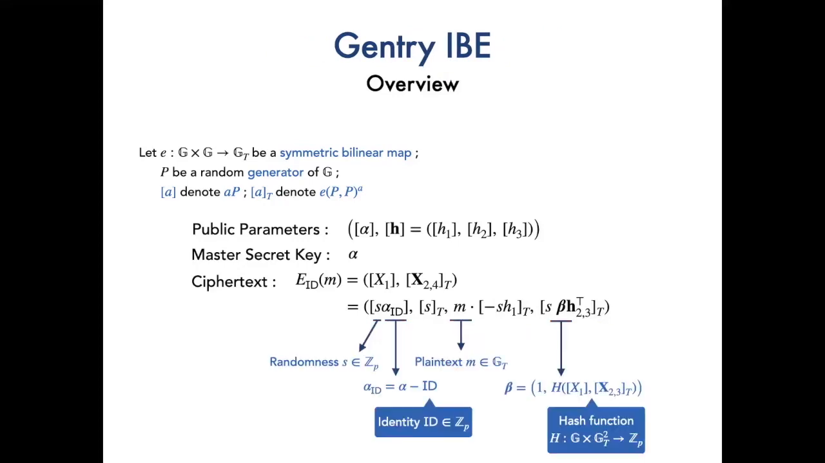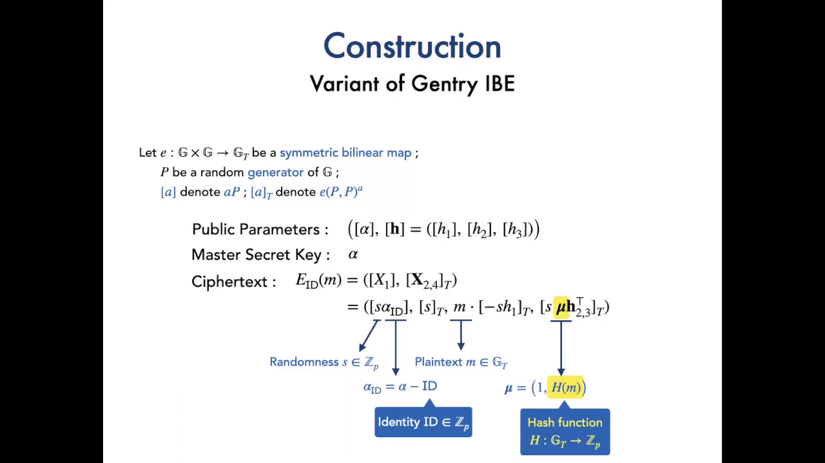In particular, the value of vector beta in x4 changes with x1 to x3. So, re-encrypting ciphertext EID_M with EID_1 would not get a valid ciphertext. Considering that re-encryption does not change the plaintext M, we modify vector beta in x4 to vector mu and obtain a variant of Gantry IBE. The vector mu includes the hash value of plaintext M.